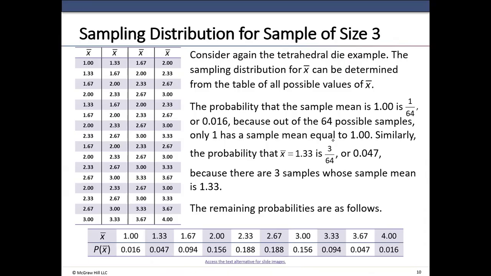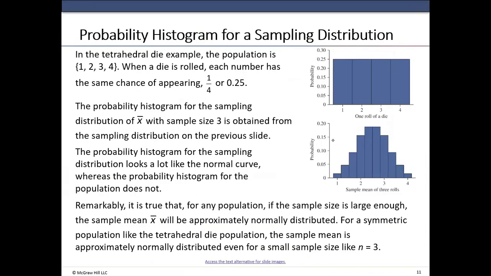So on the top row, horizontally, you have the possible values of x bar and the corresponding probability. This means some of the x bar values are repeated more than once. 1 appears only once, 4 also appears once. But 1.33 appears 3 times, so 3 out of 64. Similarly, the mean of 3.67 also appears 3 times. Probability is 3 out of 64, which is 0.047. So basically, we have the probability of each sample mean, or the relative frequency of each sample mean. This is a probability distribution, okay, of x bar.